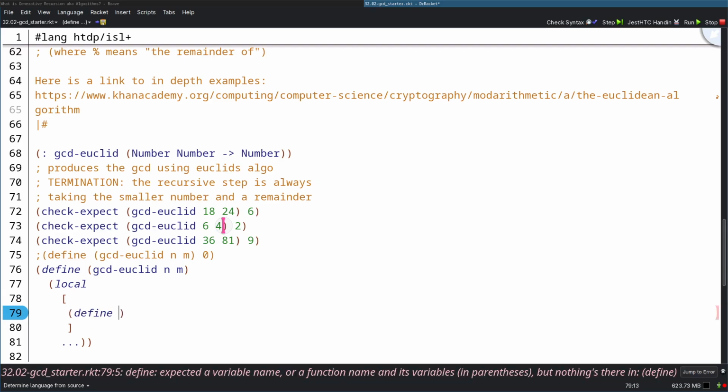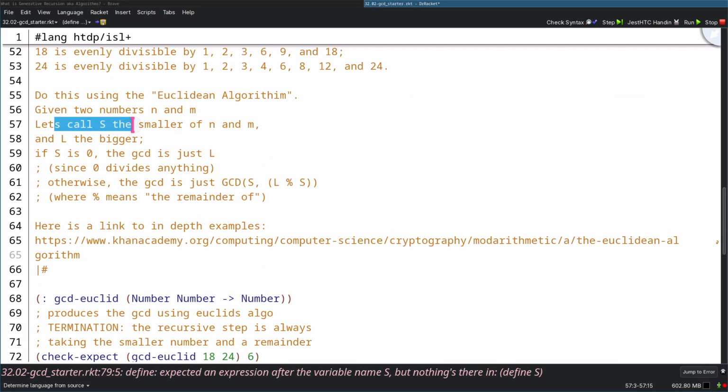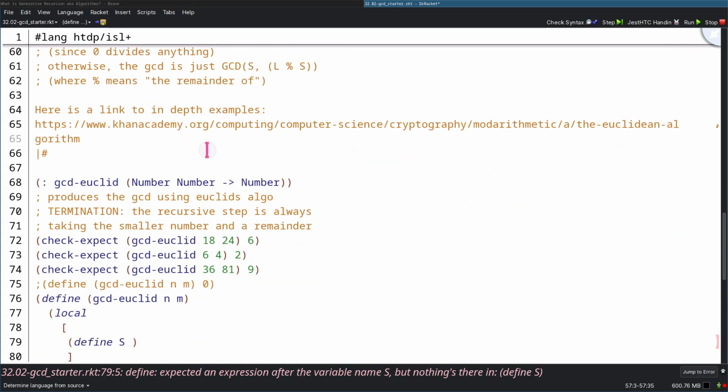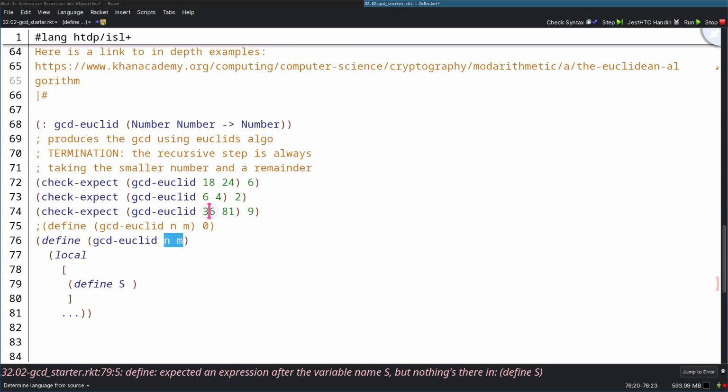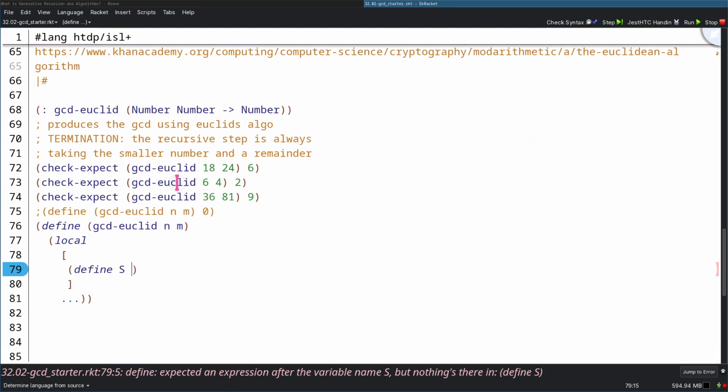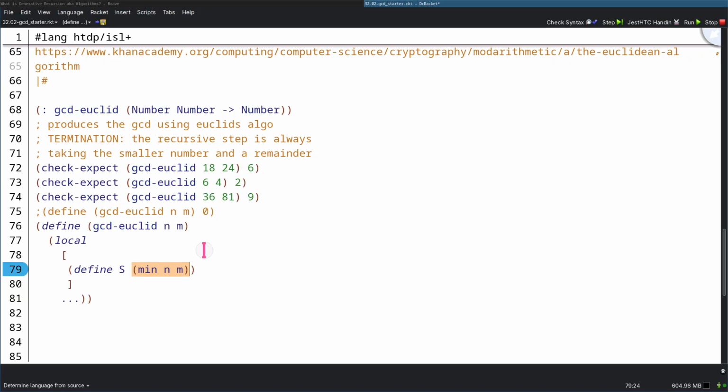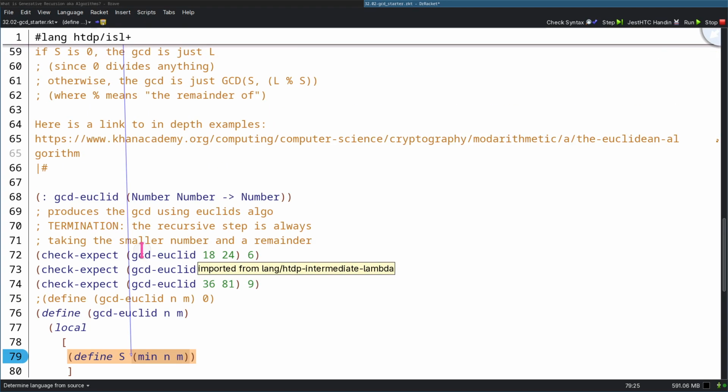All right, so define s. Let's call s the smaller of n and m. Given n and m, we need to determine which one of these two numbers is smaller, and we can do that. If you look in the documentation of Racket, you would find operations on numbers. I recommend that you actually stare at the documentation to get ideas, rather than staring at the code here. But here we go, it's going to be min. That's how you get the minimum number between n and m. So this is going to get us the smaller number.